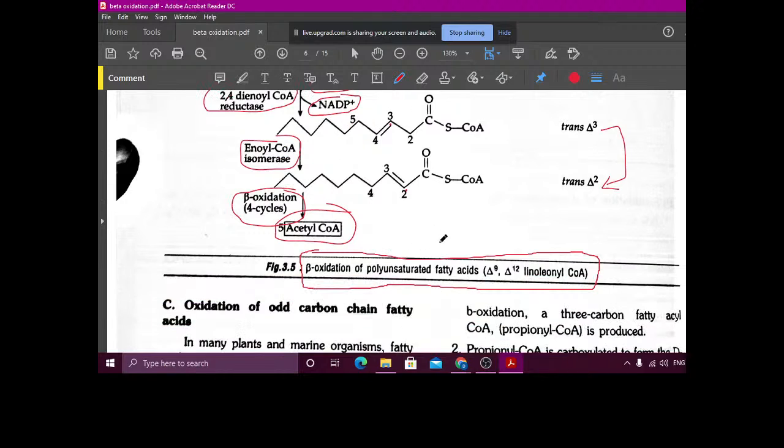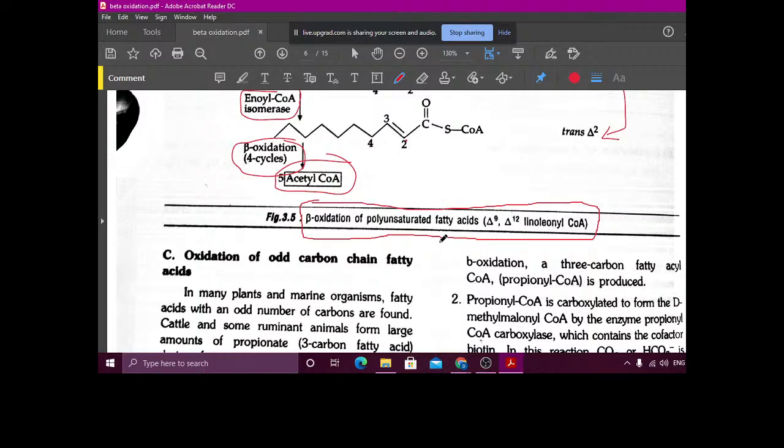The next part we come across is oxidation of odd chain fatty acids. This is the last part. No, there is one more part, but first, oxidation of odd chain fatty acids. What happens in oxidation of odd chain fatty acids?